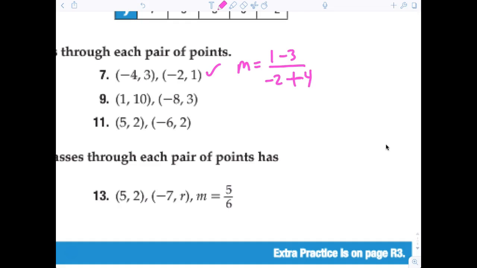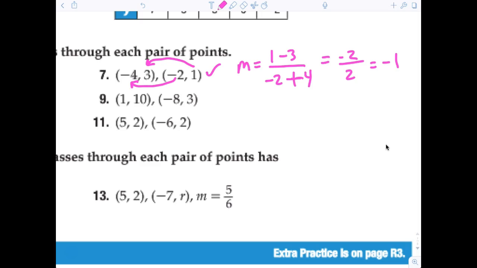So now, what is 1 minus 3? And then what's negative 2 plus 4? So the slope is negative 1. All right, does everybody agree? Very easy. But again, make sure you see that formula and you use the formula properly. Just to make sure you guys are hearing me, I went 1 minus 3 and then I went negative 2 plus 4.